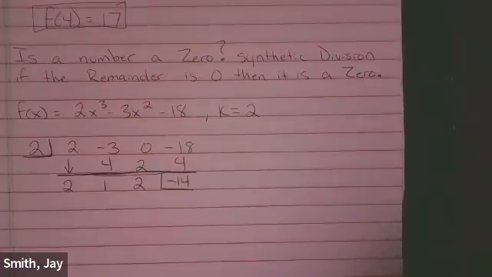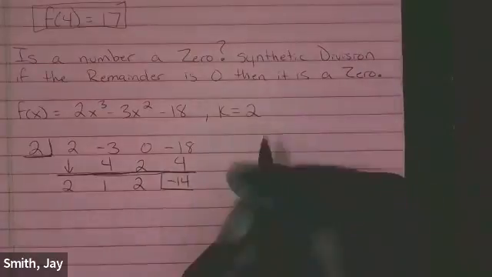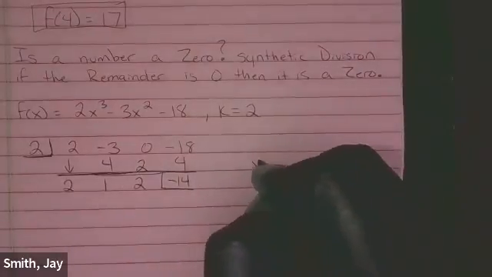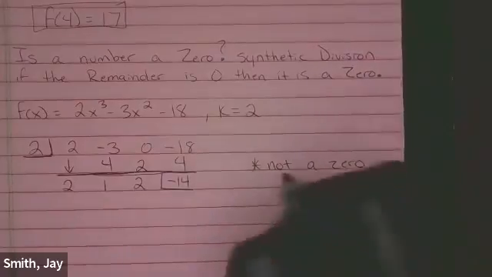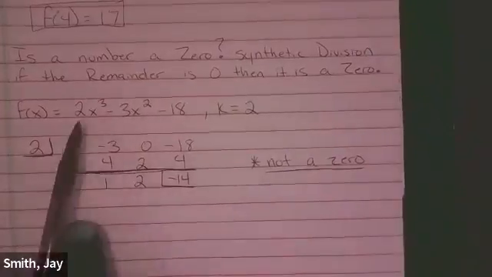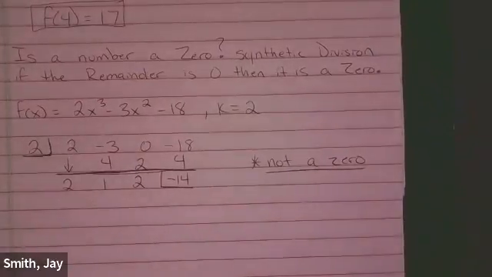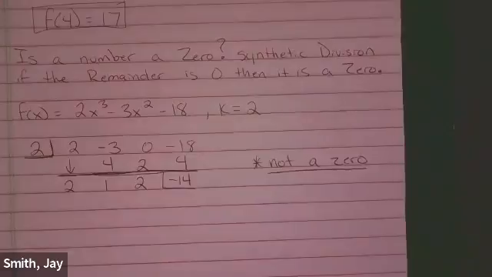Is this a 0 of the polynomial? This is not a 0. All right, so that lets me know that positive 2 is not a 0 for the polynomial 2x cubed minus 3x squared minus 18.